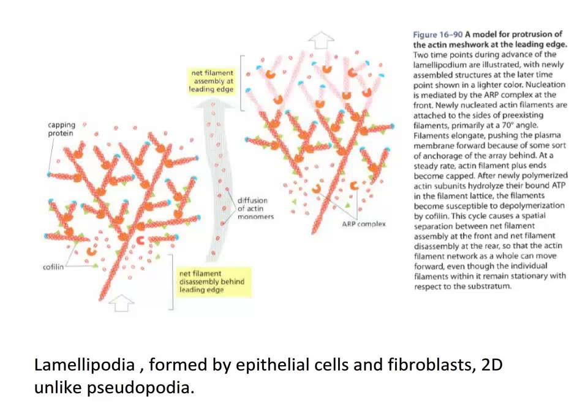Alright, this is a much better visualization of how amoeboid motion works. This is in lamellipodia, which are in epithelial cells and fibroblasts, so they're only 2-dimensional, unlike pseudopodia, but the principle is effectively the same. So what you can see is we have a series of proteins. We have an actin meshwork, and the actin filaments are effectively the cytoskeleton, the bit the muscles work against.